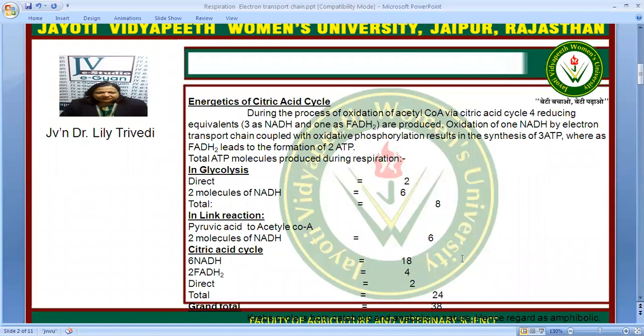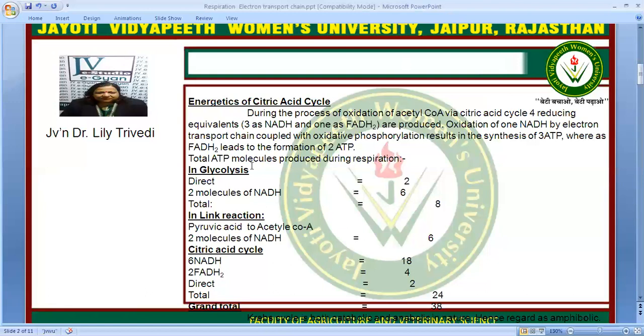Now in the citric acid cycle we have studied that during the process of oxidation of acetyl coenzyme A, the cycle produces reducing equivalents. So 3 NADH and 1 FADH2 are produced. Oxidation of 1 NADH by electron transport is coupled with oxidative phosphorylation and results in synthesis of 3 ATP, whereas FADH2 leads to formation of 2 ATP. So the total ATP molecules during respiration are given as below.